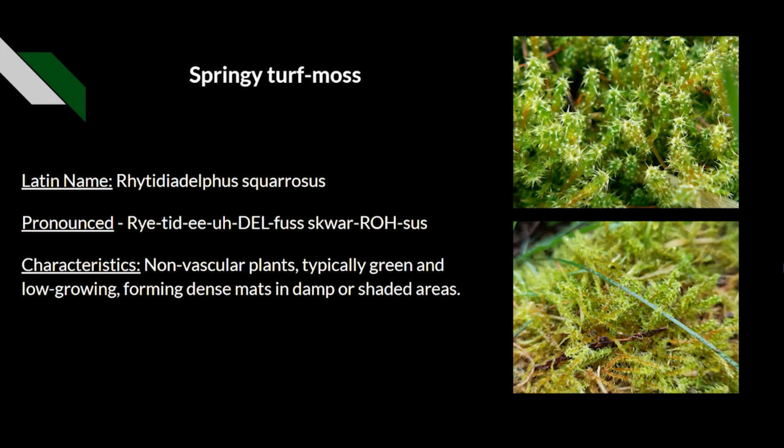Next, we have springy turf moss. This is a really long name to pronounce in Latin, but it is Rhytidiadelphus squarrosus. The characteristics of this turf moss are non-vascular plants, so they typically tend to be green, low-growing, and form dense mats deep within the turf, just under the crown. You can usually spot this from a mile away because the surface of the turf will be really spongy, and you'll still have quite a coverage of the surface from a distance, but when you get up close, you'll see you only have one or two grass plants in that area, and eventually the moss will take over.